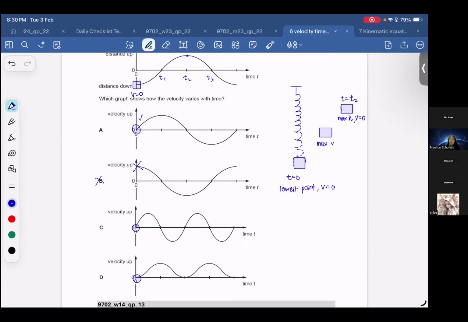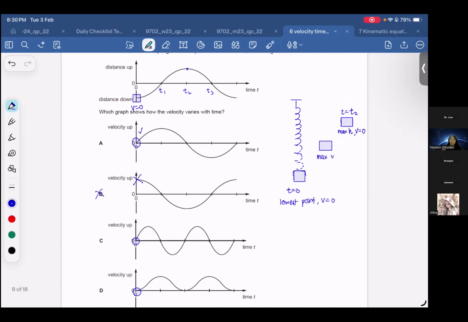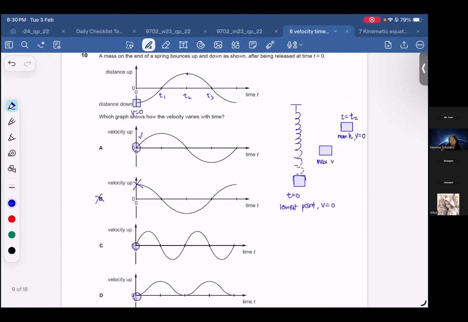We can cancel out B, because at the lowest position, the velocity is 0. Then it starts to go up. The EPE, elastic potential energy, converts to kinetic energy. So it starts to go up. When it goes up to the middle, that is the maximum speed. The maximum speed is at T1. So this is T equals T1, the maximum speed. So here is maximum speed. B, no need to think. Here is T1, if I draw the line going down.